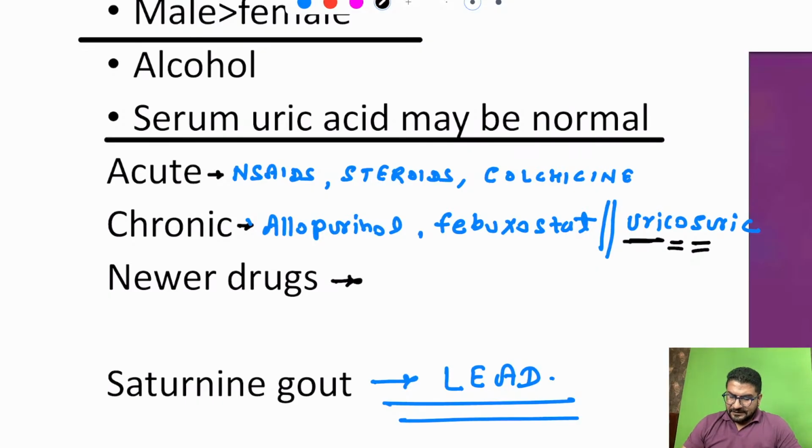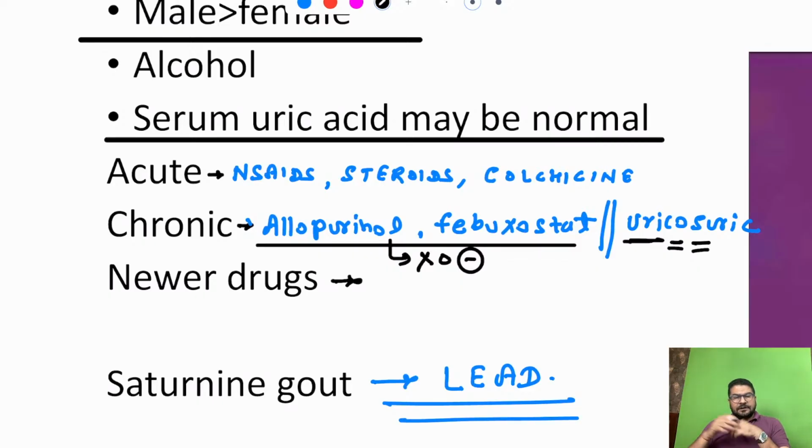So understand this. These two drugs are xanthine oxidase inhibitors, meaning they will inhibit the production of uric acid. If you inhibit xanthine oxidase, uric acid will not be formed. In uricosurics we have probenecid, sulfinpyrazone. Then we have some new drugs. So what are the new drugs?